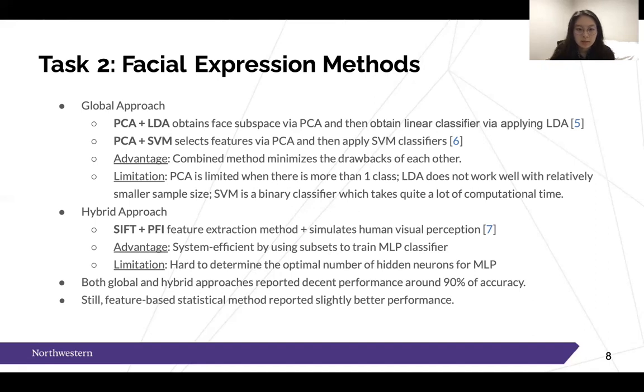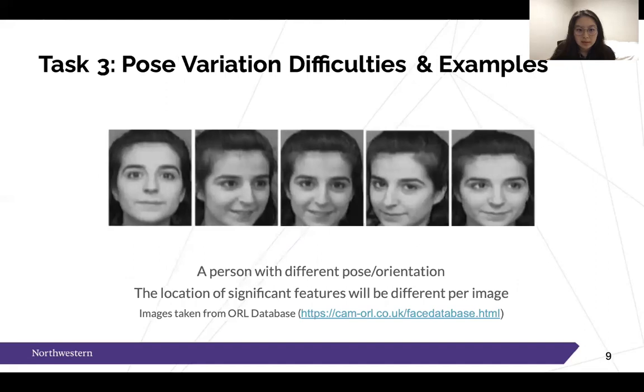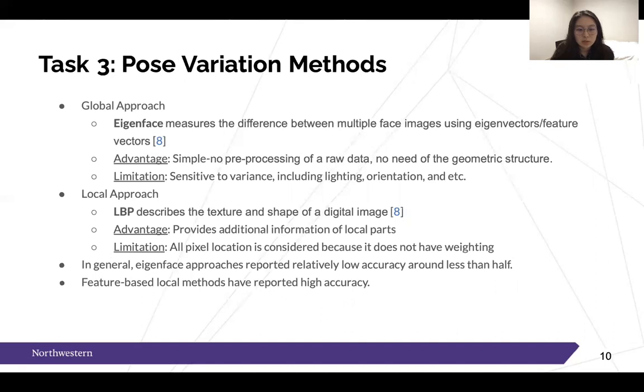So the third task is pose variation. This pose variation will change the location of significant features and thus make it difficult to recognize. Several researchers, including Zhang et al., tested the eigenface method on a pose-varying dataset. However, it did not turn out that well.